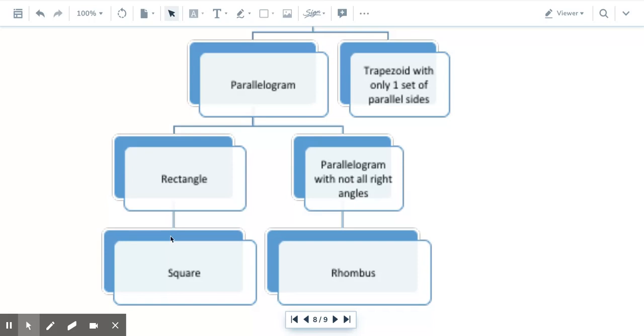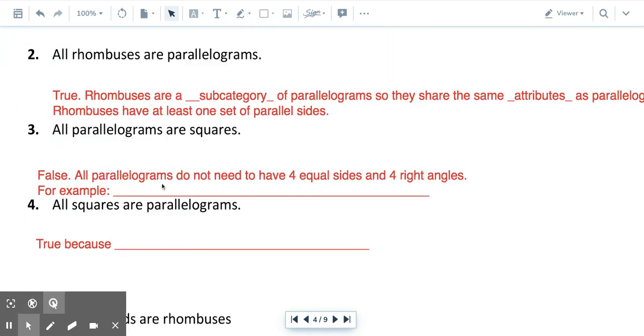We want to ask ourselves, do all parallelograms have to be squares? What is the defining attribute for a square? If you said the defining attribute for a square is that it needs 4 equal sides and 4 right angles, then you're correct. So now we need to ask ourselves, do all parallelograms have to have 4 equal sides and 4 right angles?